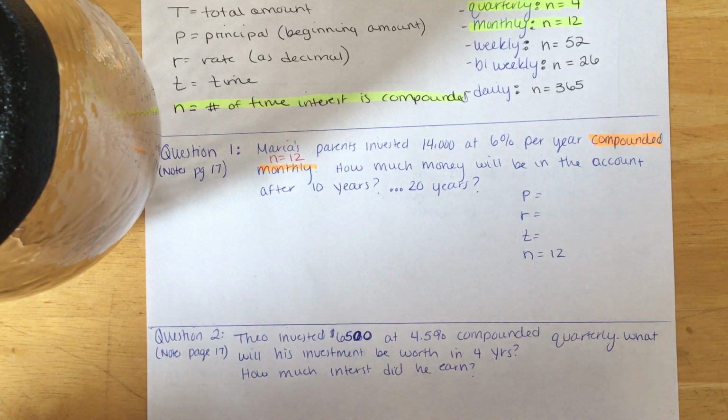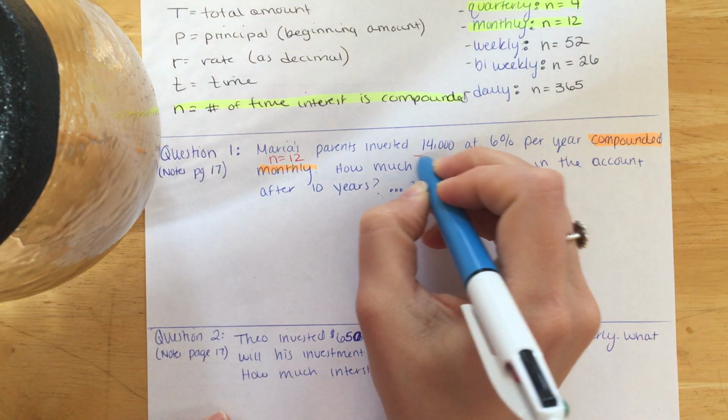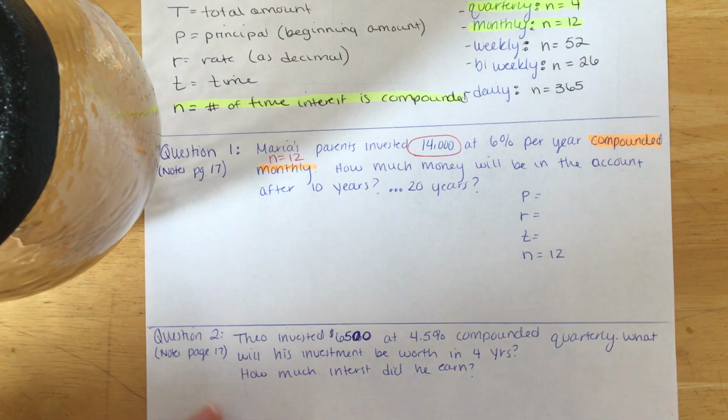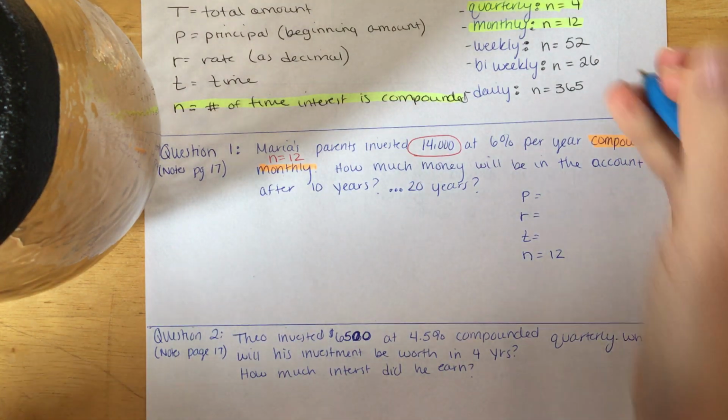How much money will be in the account after 10 years? Sorry, I skipped over a lot of information here. So $14,000 is what was invested. So that's going to be my beginning amount, my P.